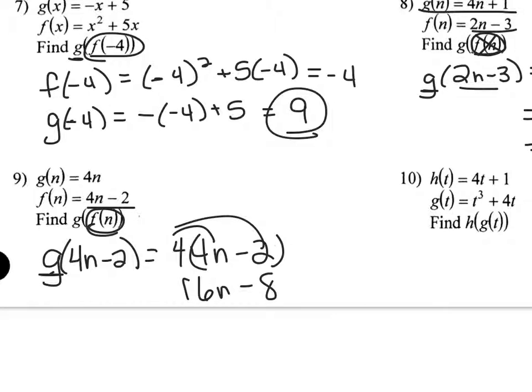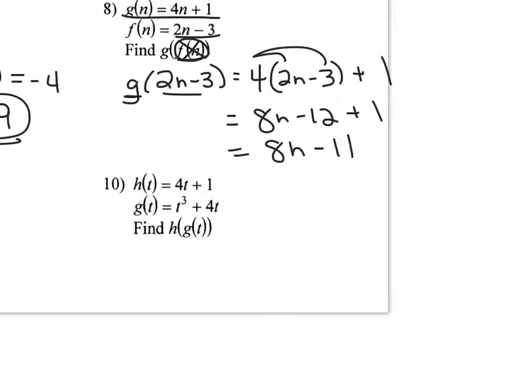And then the last one that isn't review, here, g of t is t cubed plus 4t. So we just rewrite that here.